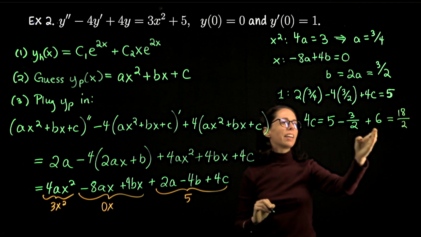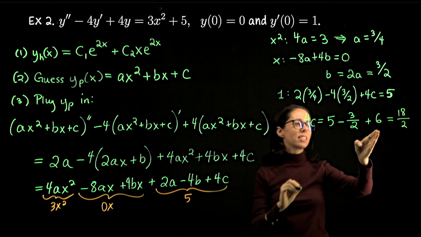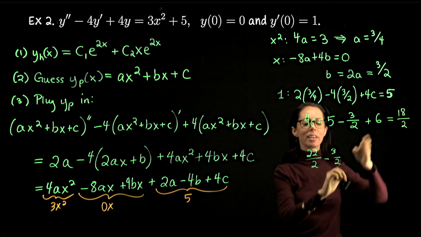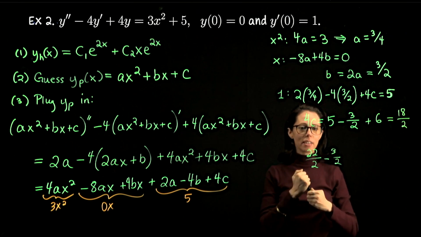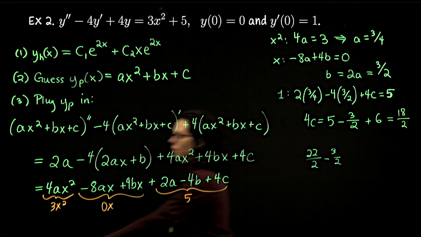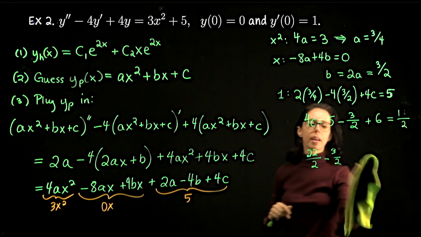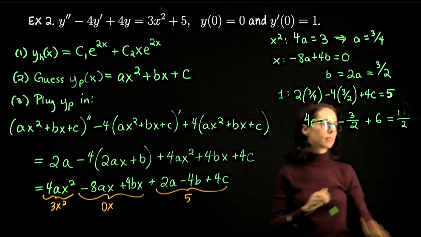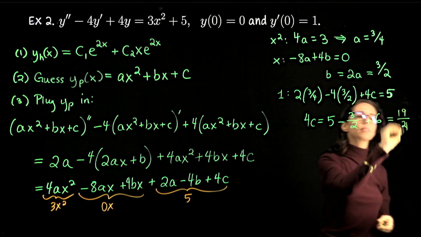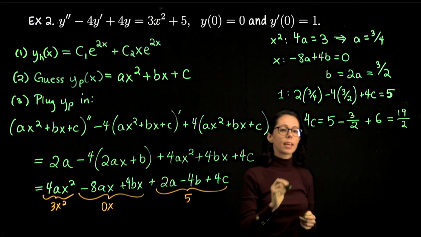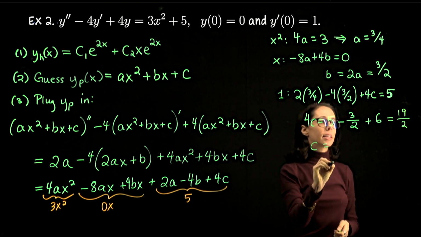Let's check this. Okay, 11 is 22/2 minus 3/2. Okay, yes, so that is 19/2. I knew it felt kind of strange as I was saying it. That should be 19/2. All right. Divide both sides by 4 now, and we get that C is 19/8.